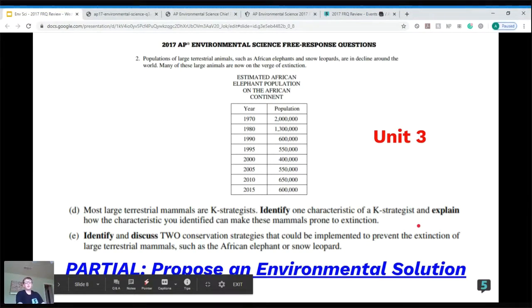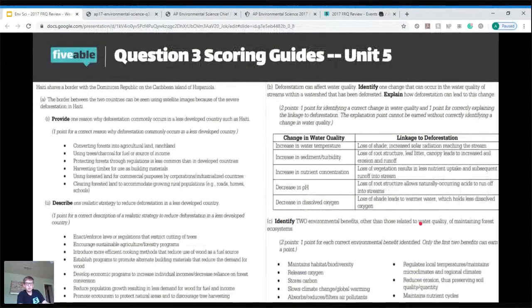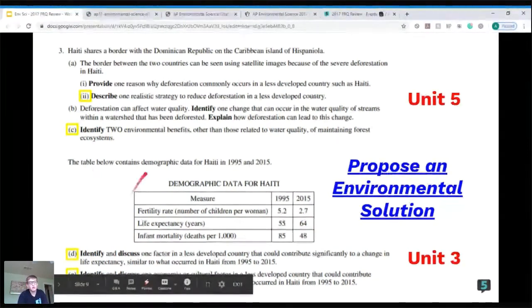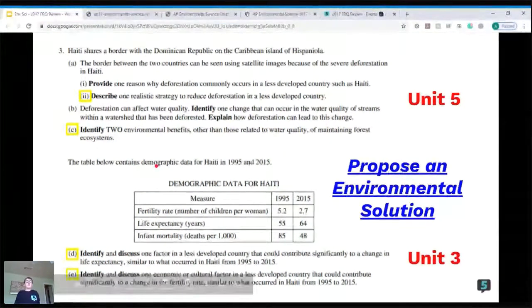But the main FRQ that I want to look at today is, ooh, I skipped all the way to scoring guides. It's a full proposed environmental solution FRQ. So those little things that I've highlighted in yellow here, those boxes that I put, are things that I want to go over that are the proposed environmental solution portion of this FRQ. Because your whole FRQ format is different than they've had in previous years.